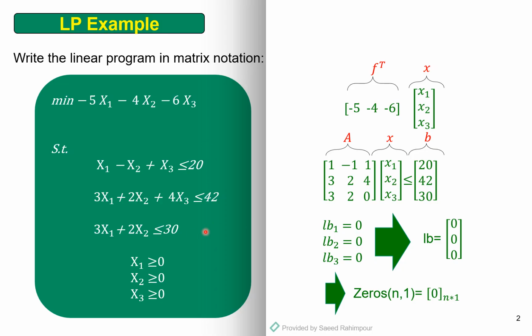b shows us the matrix notation for the right side of the constraint. And finally, we will have the non-negativity constraint, which shows us that all these variables should be positive. Therefore, here we can define, based on the lower bounds, that the lower bound for each of those variables is zero. Then the matrix notation would be like this. And of course, we can also define this as a zeros function that includes n rows and one column.